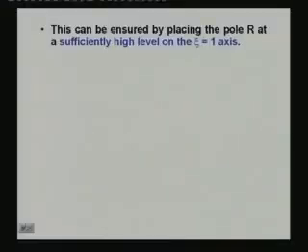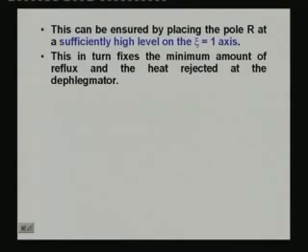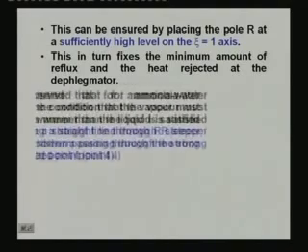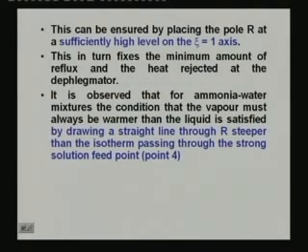As I said, this can be ensured by placing the pole R at a sufficiently high level on the zeta equal to 1 axis, and this in turn fixes the minimum amount of reflux and the heat rejected at the deflagmator. It is observed that for ammonia water mixtures, the condition that the vapor must always be warmer than the liquid is satisfied by drawing a straight line through R steeper than the isotherm passing through the strong solution feed point 4. Normally, from the properties and from the operating temperatures and pressures, we know the condition of the feed. What is the feed? Feed means the strong solution that is entering the rectification system. So, you know the condition of that.